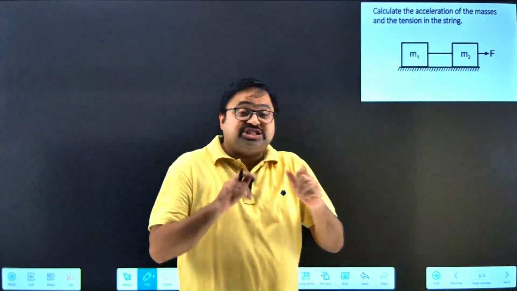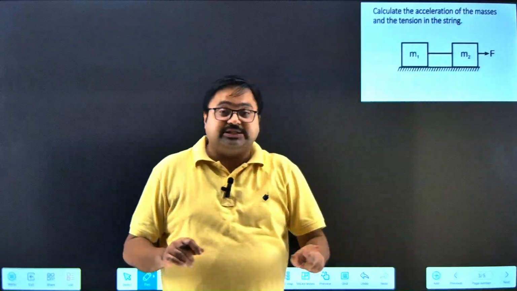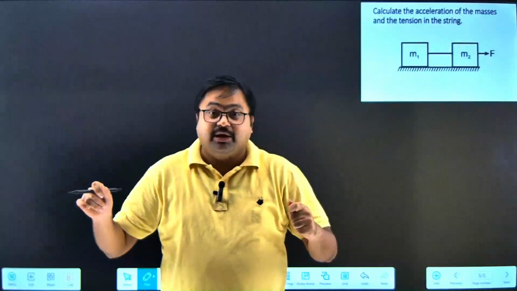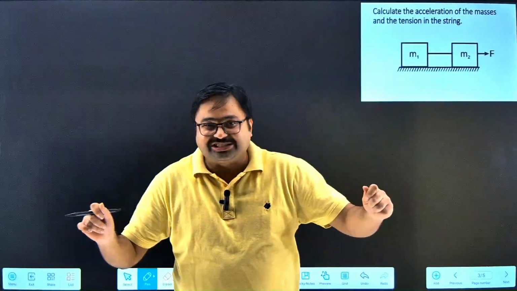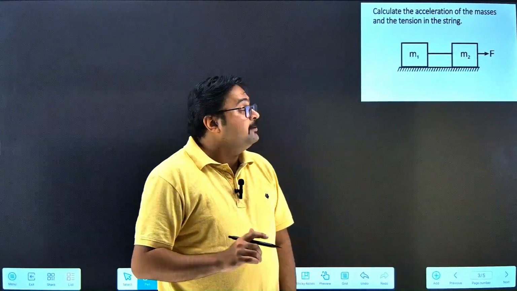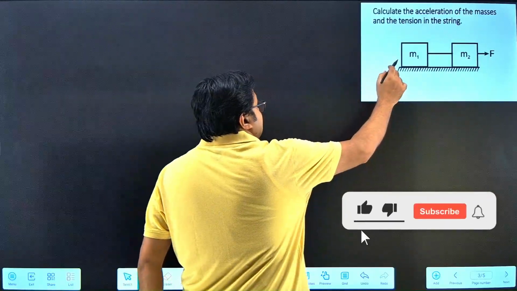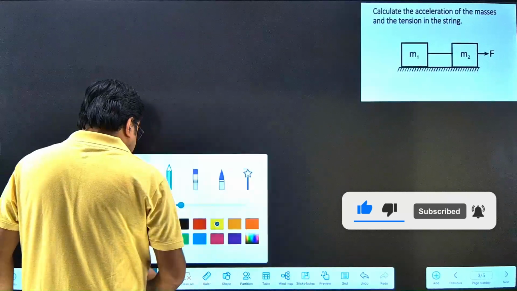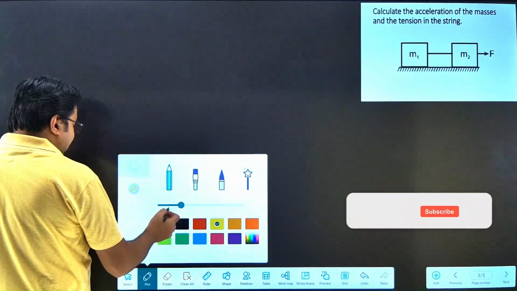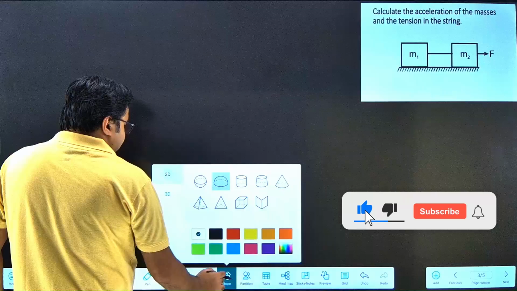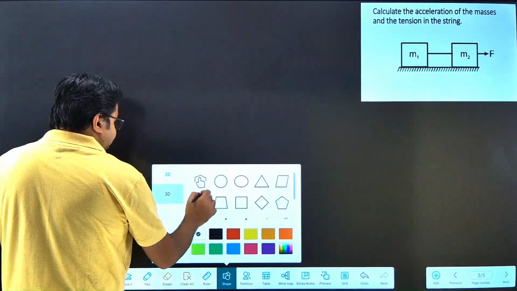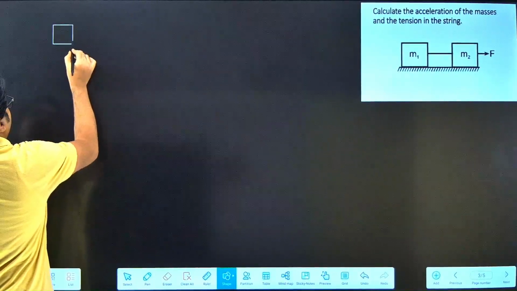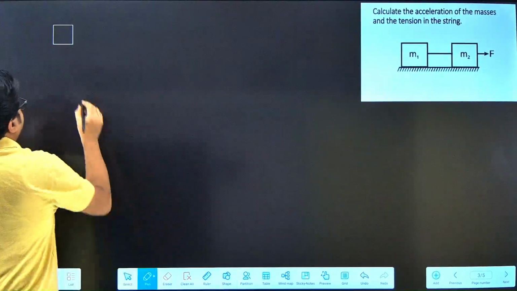Number two, the string that connects the two masses is absolutely massless and it is inextensible. That means it's not possible for you to stretch the string. So having told you that, I would now draw the free body diagram of mass m1. Now just observe how that is done. Let me now just draw the shape of m1. So that is what I would call m1.